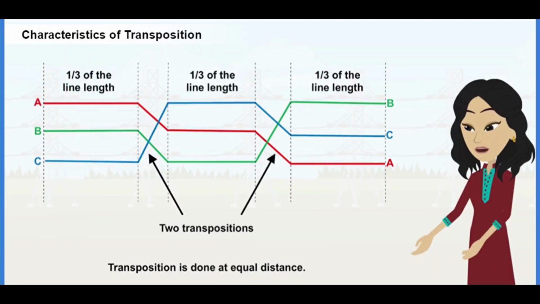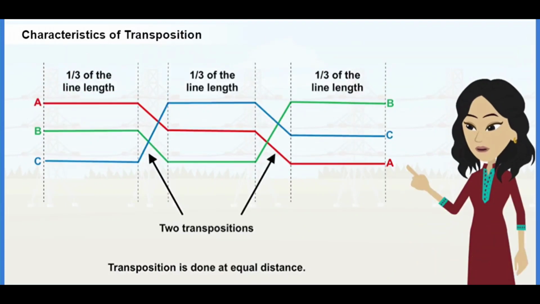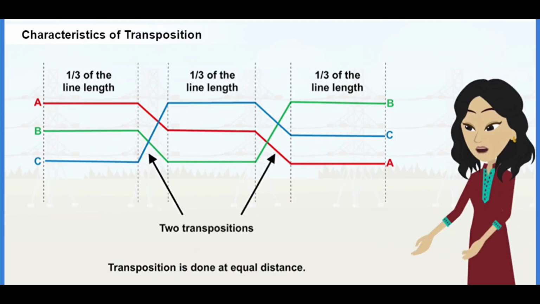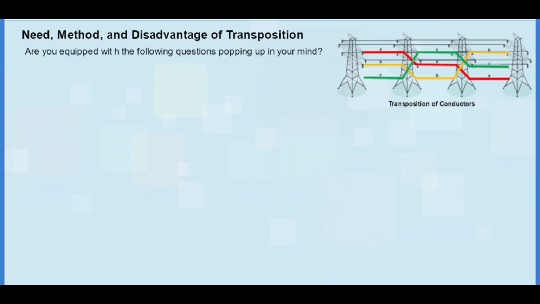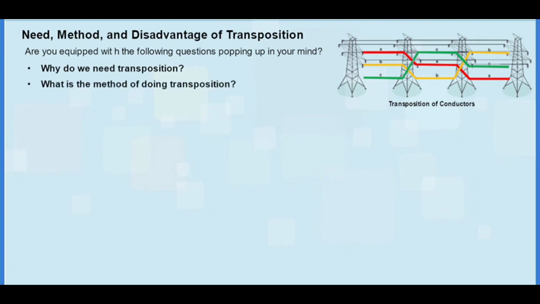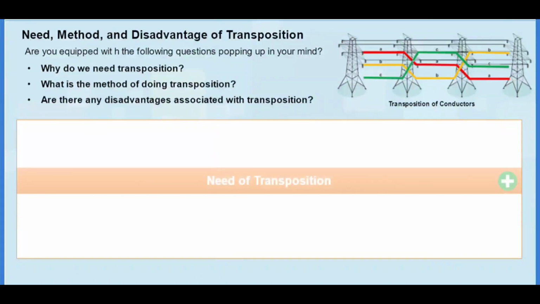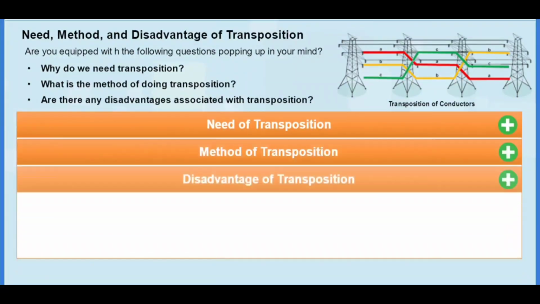Now, look at the figure to see how the three-phase lines are transposed every 1/3 of the length, thus limiting the effect of mutual inductance. Are the following questions popping up in your mind? Why do we need transposition? What is the method of doing transposition? Are there any disadvantages associated with transposition? Click the tabs to find answers to the above questions.